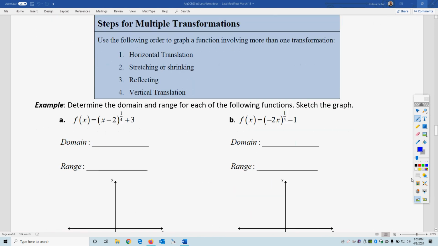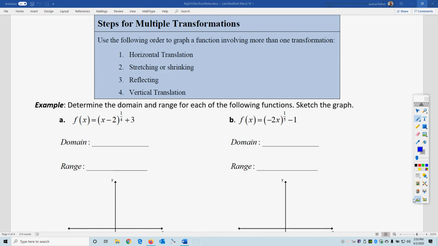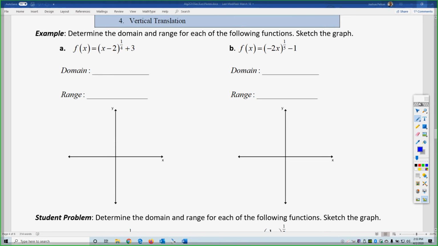All right, so as we talked about before, the order of operations is the order of transformations, okay? So you must horizontal translate, stretch or shrink second, and reflect, and then vertical translate last when doing the graphing. So some of these are even roots, some of these are odd roots. So if you see a 1/4 or a 1/5, remember that can also be written in radical form. So move that down. There we go. So this is really the 4th root of x minus 2 plus 3.